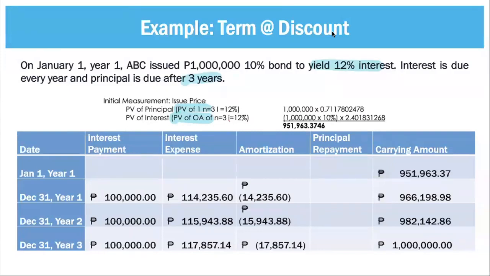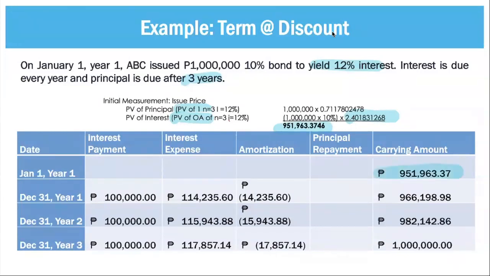For PV of interest, we have 2.40183, this one, N is equal to 3, I is equal to 12%. And then we get the total amount that is 951,963.37. Okay, so we place that as our carrying amount on January 1, year 1.